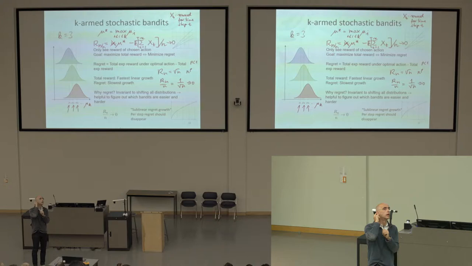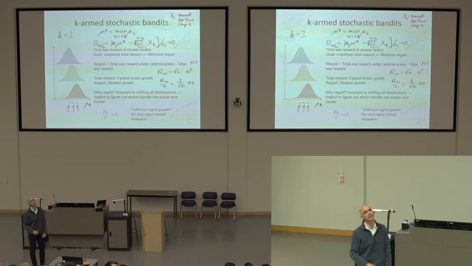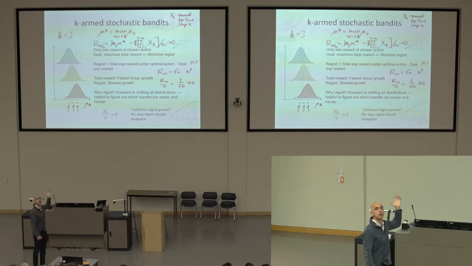How do you choose the reward function? I'm not choosing the reward function. The reward function is given to me. The reward distributions would be the unknown quantities that are defined by the environment.